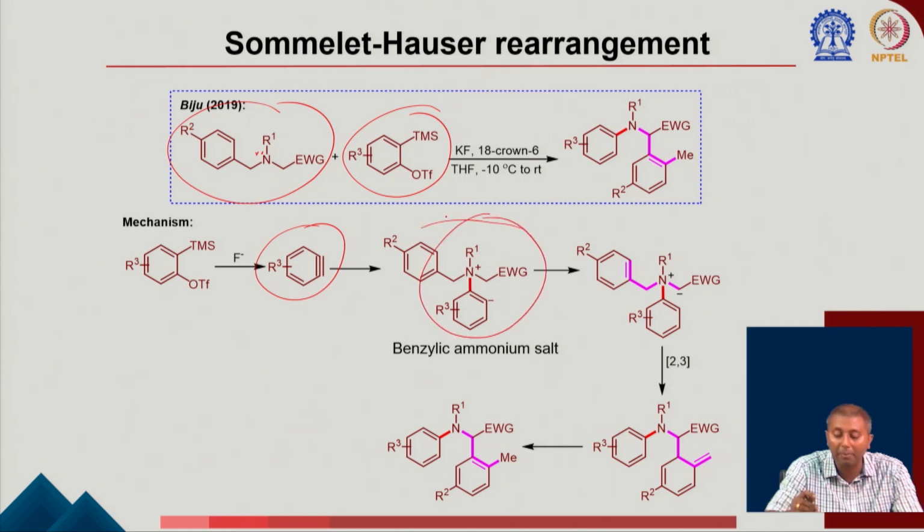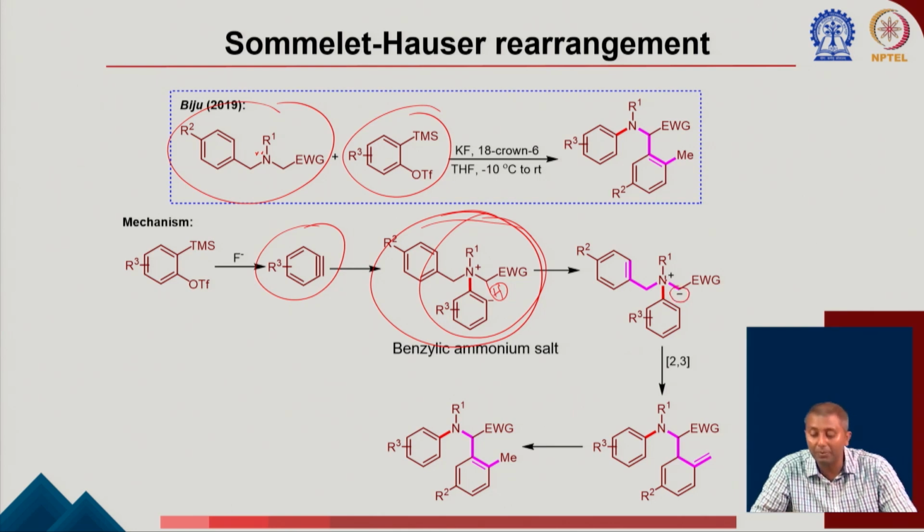to form this benzylic ammonium salt. If you remember, if you have a benzylic ammonium salt and there is a carbanion generation happening, then you remember the Sommelet-Hauser rearrangement. So what is going to happen? We have learned that in this particular compound, if you look into it, the proton next to the electron withdrawing group is the acidic proton. So this proton gets abstracted to generate this minus.